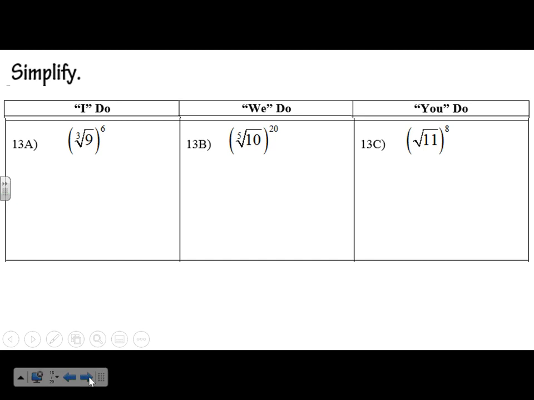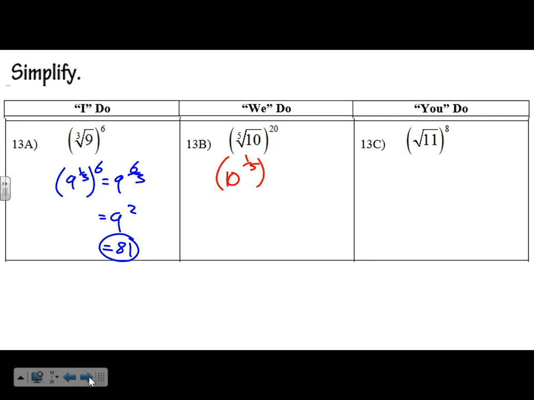So this is what we also did earlier, where we started by putting it as an exponent first. Reduce that exponent. We learned our lesson. That ends up being 81. This is 10 raised to the 1/5, raised to the 20th. So that's 10 raised to the 20 over 5. So that's 10 to the 4th. That should be 10,000.